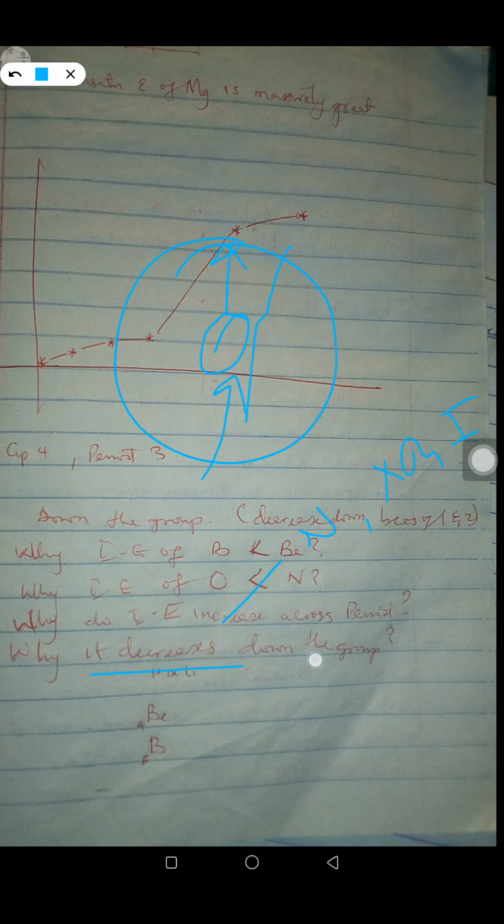But why does it decrease down the group? Just go with the opposite of this. The only thing is that you don't say there is a decrease in nuclear charge. No, the explanation for why it decreases is because there is an increase in the number of shells. Okay, there's an increase in the number of shells.